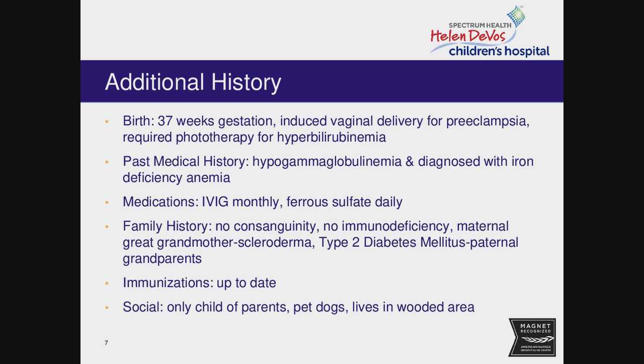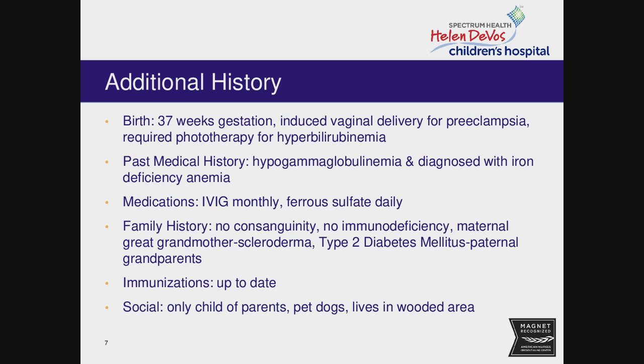Some additional history: he was born full term, induced vaginal delivery due to preeclampsia. He did require a 1-week admission to the hospital for hyperbilirubinemia requiring phototherapy. His past medical history, he had been diagnosed in an outside facility with hypogammaglobulinemia and iron deficiency anemia, and for those diagnoses received IVIG monthly as well as ferrous sulfate daily.